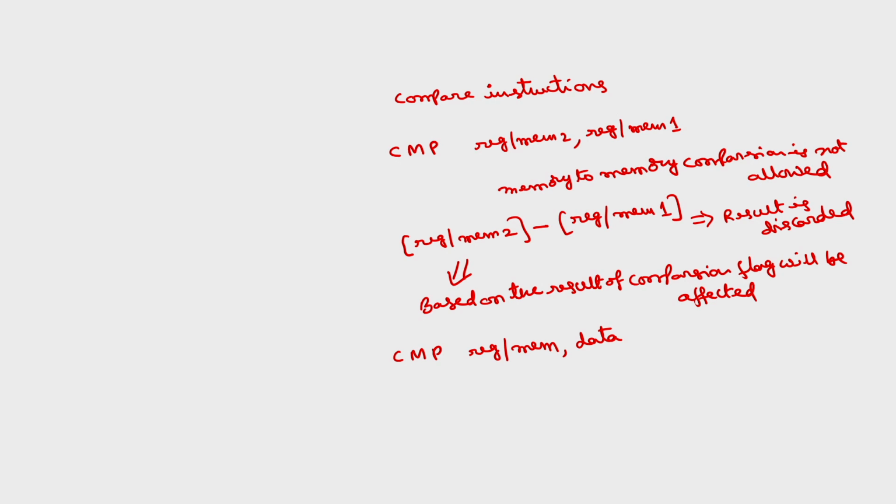So, these are the different compare instructions. The next group of instructions is branch instructions. If the microprocessor control is to transfer from one place to another place, then we have to write the branch instructions. There are 2 types of branch instructions. One is called conditional, another is called unconditional.